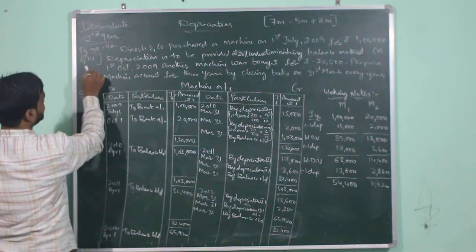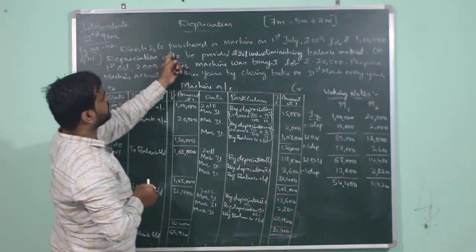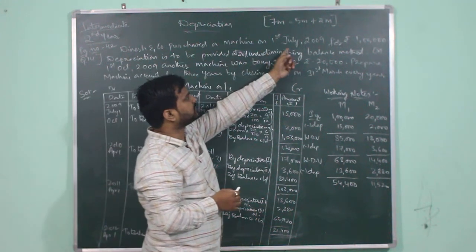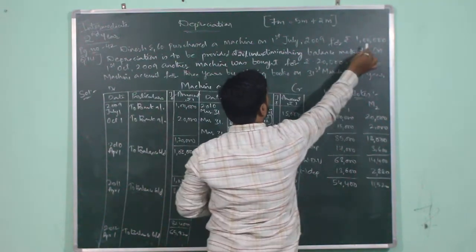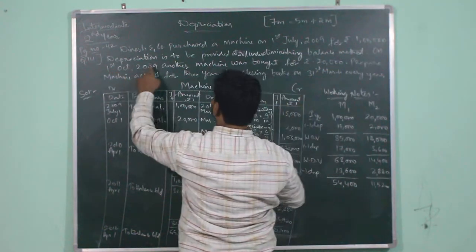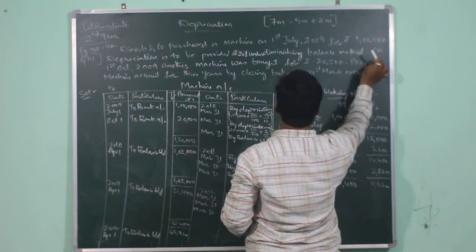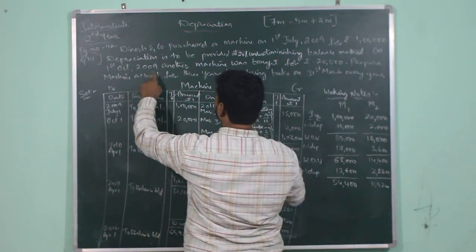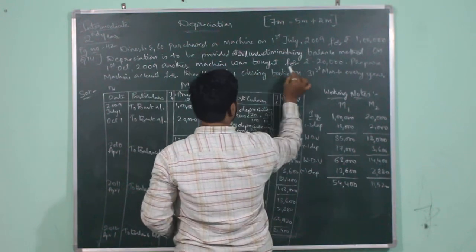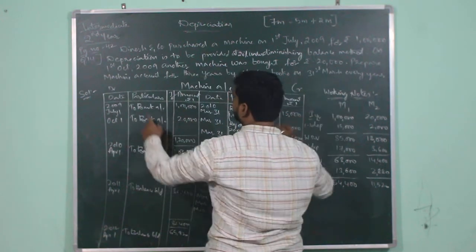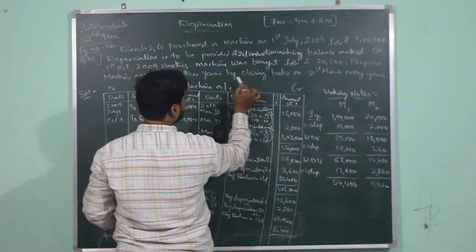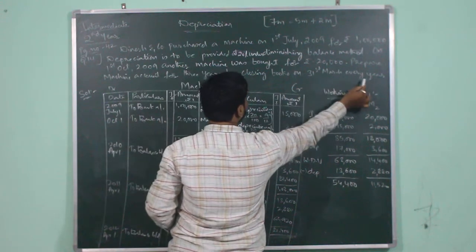Page number 42, question number 14. Dinesh and company purchased a machine on 1st July 2009 for rupees 1 lakh. Depreciation is to be provided at 20% under diminishing balance method. On 1st October 2009, another machine was bought for rupees 20,000. Prepare machine account for 3 years by closing the books on 31st March every year.